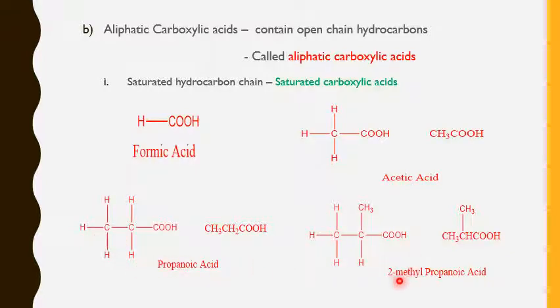And next is 2-methyl propanoic acid. It is an extension of this propanoic acid where I have chosen the branching so that the hydrogen of one of the carbons in the hydrocarbon group is substituted with a CH3 methyl group.